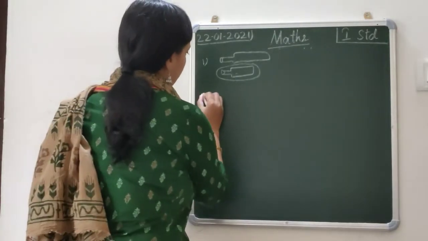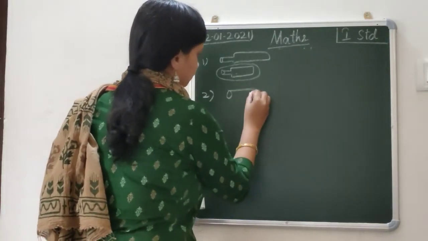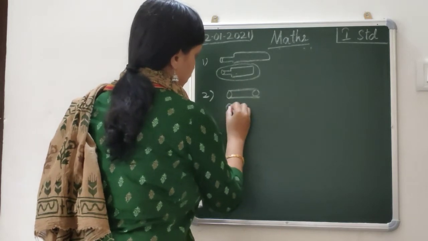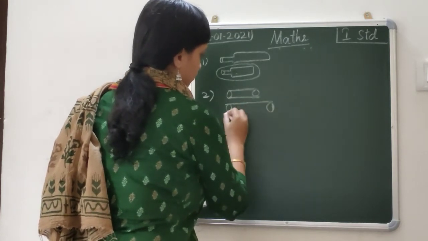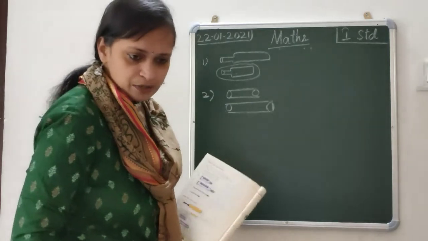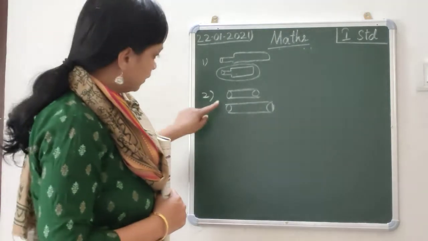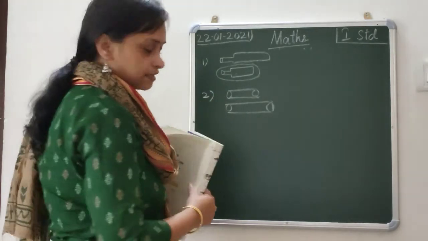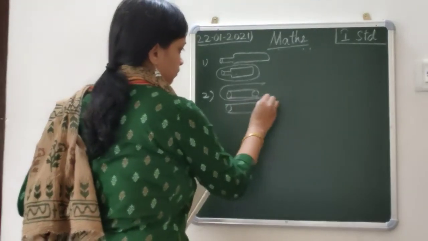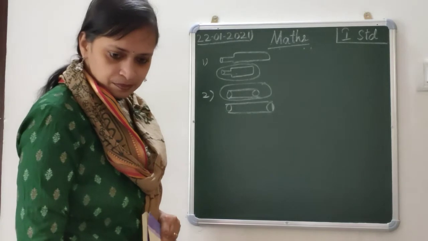Second one, you have two pipes given. Which is the shortest pipe? It is the first one. Circle the first pipe. Circle that picture.